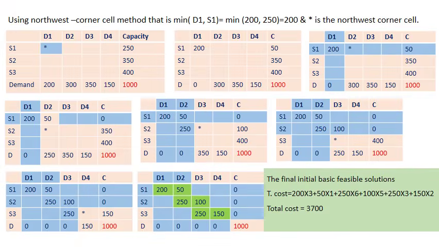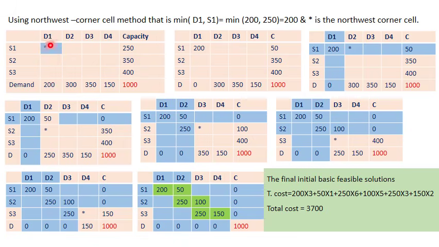Let's move on. Using the northwest corner cell method, that means phase 1, we have to get the initial basic feasible solution. This cell is the northwest corner cell.